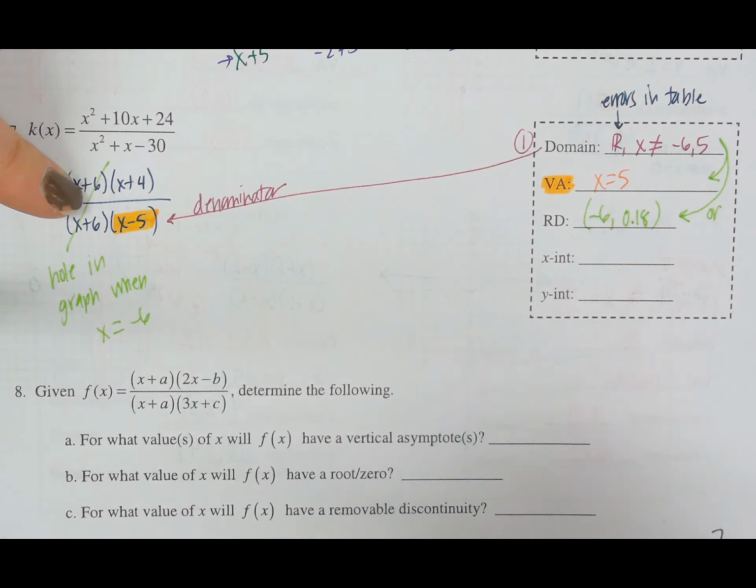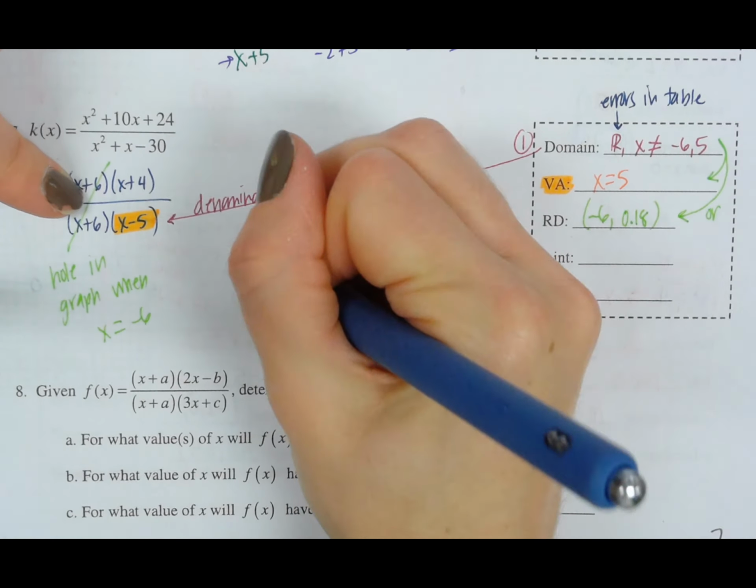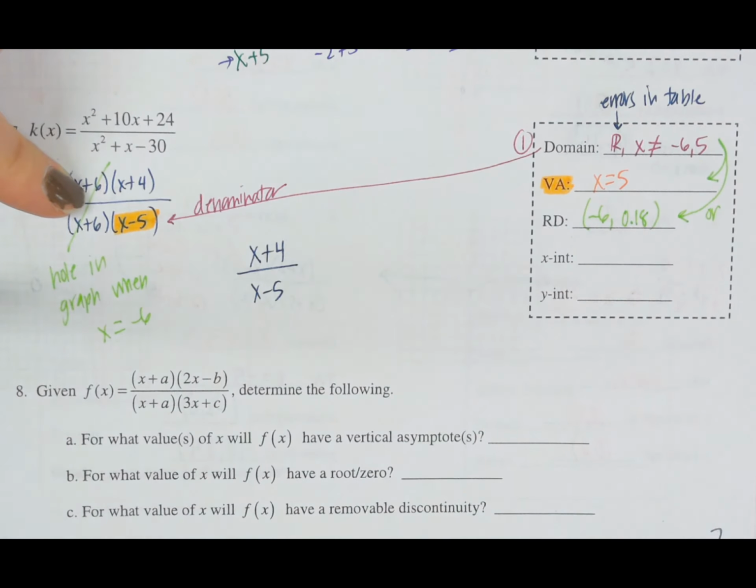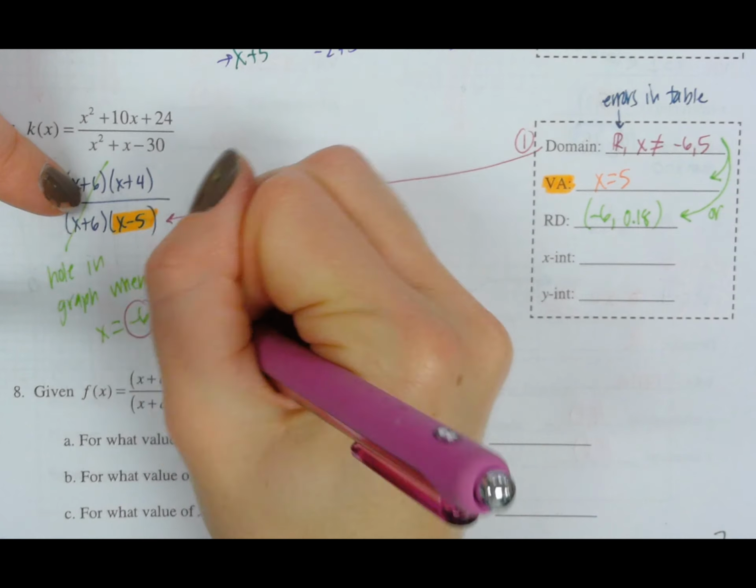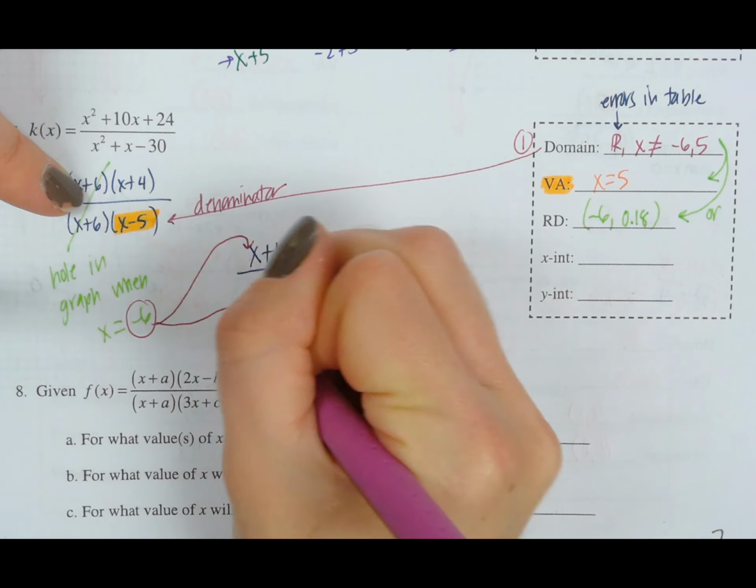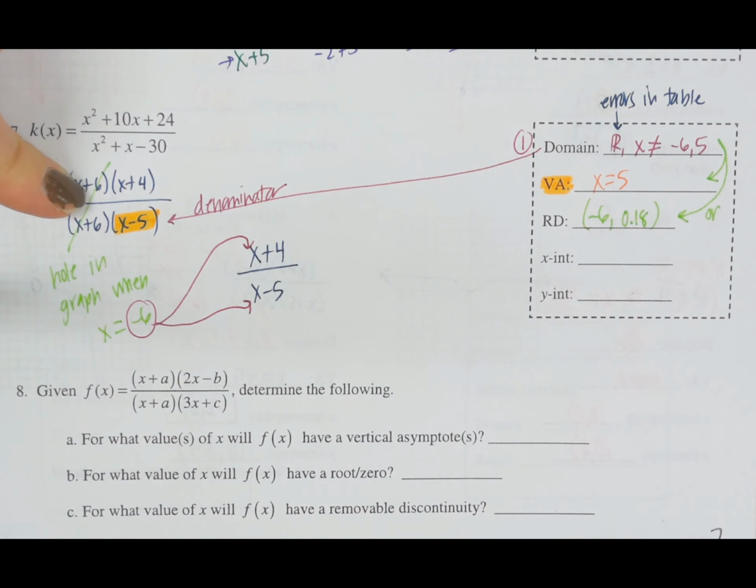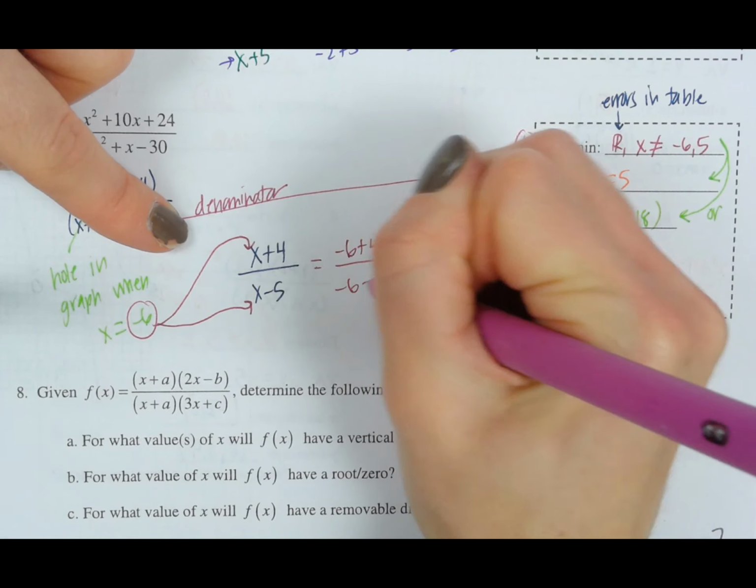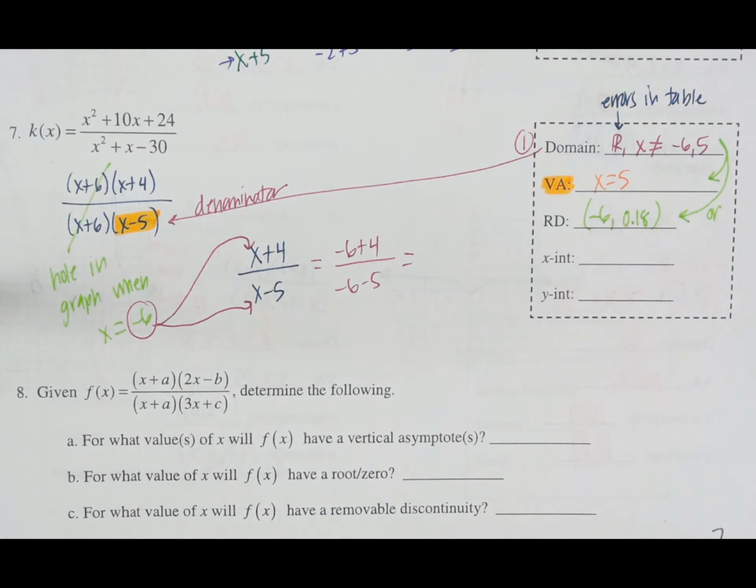But if you want to figure out what that value is by hand, I'm just taking what was left over, so that x plus 4 over the x minus 5. I'm going to take the value where we said the hole was going to occur and plug it in for x. So that would give us -6 plus 4 on top, -6 minus 5 on the bottom.